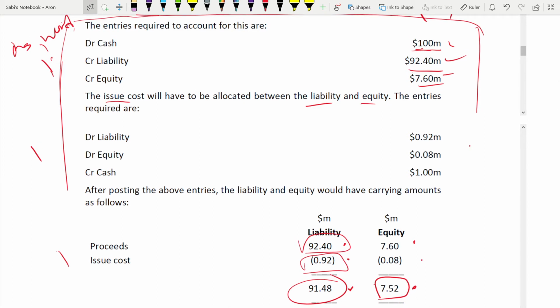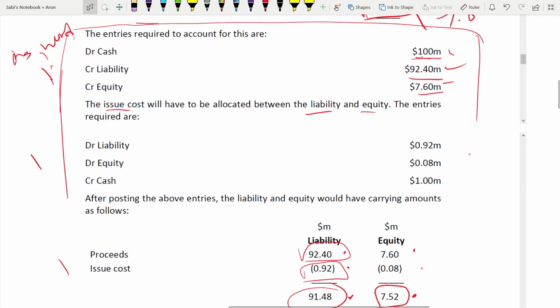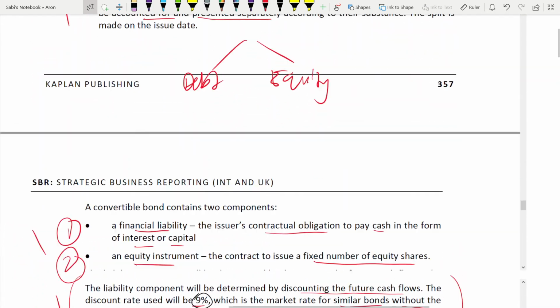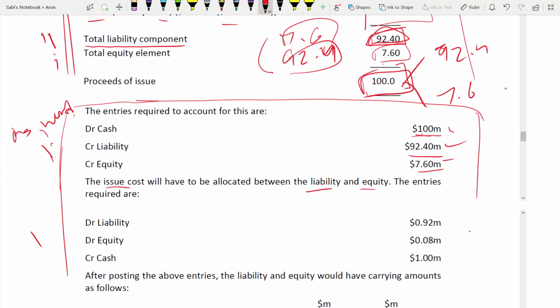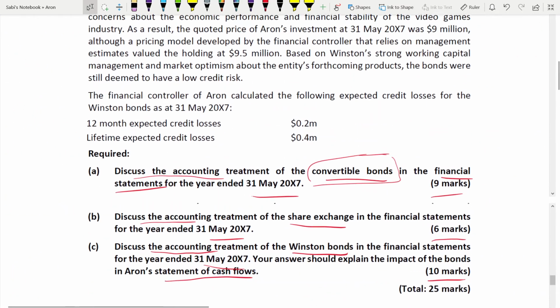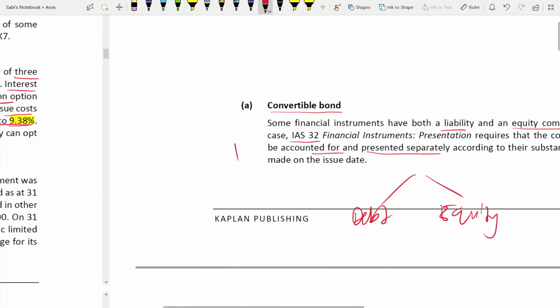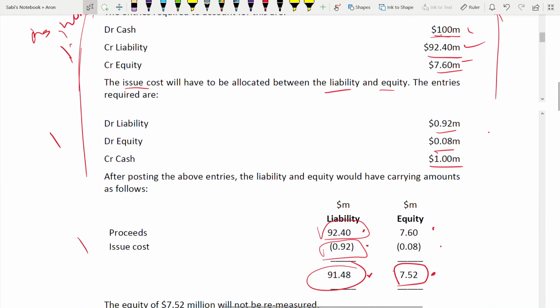Now comes the issue cost. If you see, you are crediting cash 100, liability, and this one you are debiting now. That much you understood, debit, because you're paying in cash. Because they told you about the convertible bond, the company incurred an issue cost of 1 million. They have already told you, 1 million. That means you have to credit 1 million issue cost.